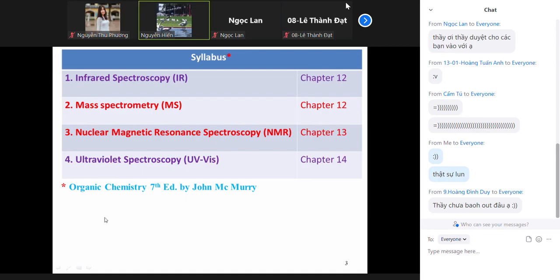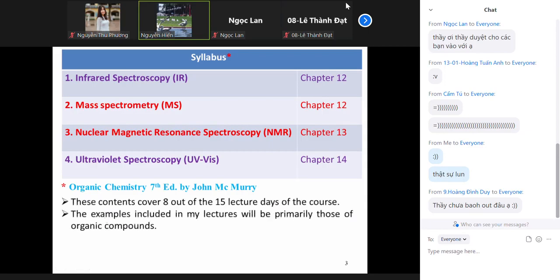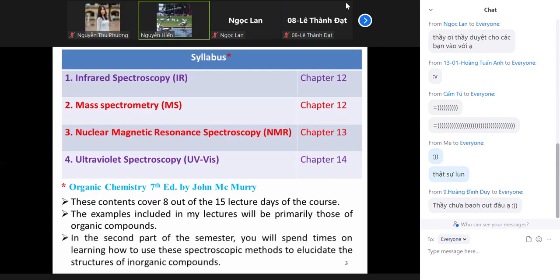last part will be about ultraviolet spectroscopy, UV-Vis. And all of this can be found in this book. The contents cover 8 out of the 15 lecture days of the course. So the examples included in my lectures will be primarily those of organic compounds. And then in the second section of this course, you will spend time learning how to use these spectroscopic methods to study the structures of inorganic compounds.